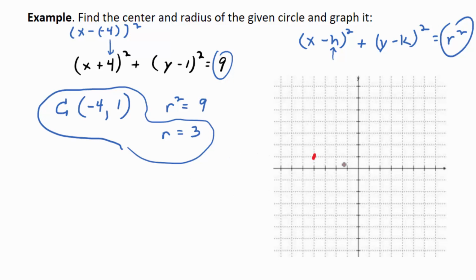So go out all directions: 1, 2, 3 right, left 3, up and down 3. And then you draw the best circle you can. Again, it's not going to be perfect if you're doing it by hand without a compass. That's way off. So maybe I'll make it more of a sketch. Good enough.